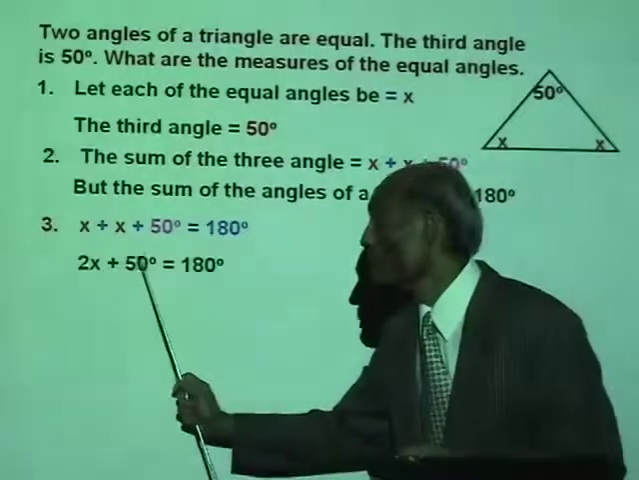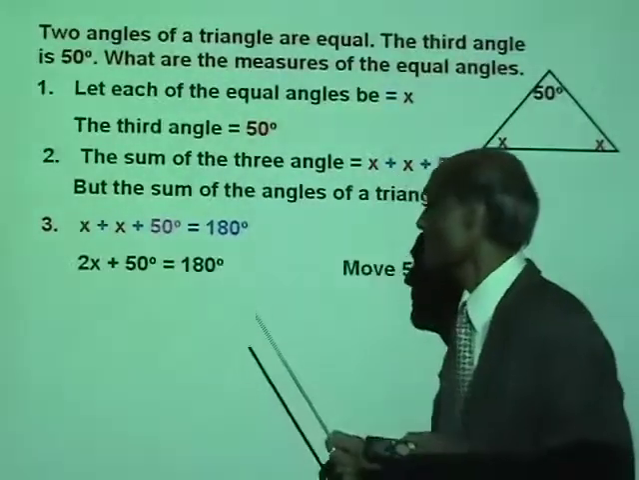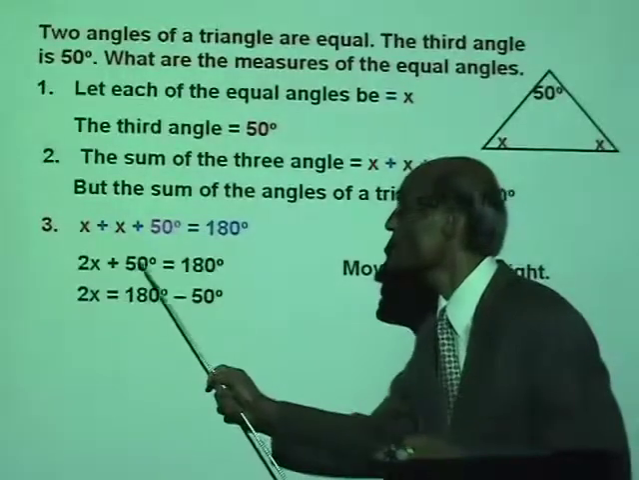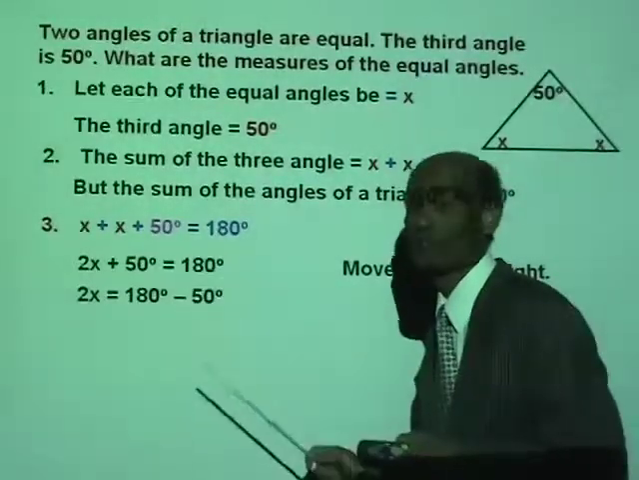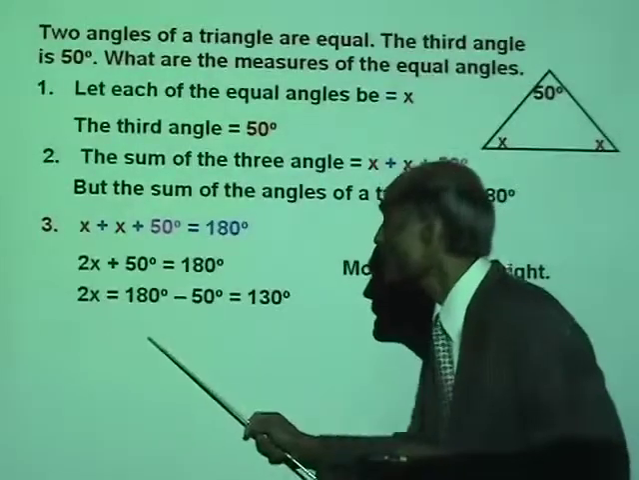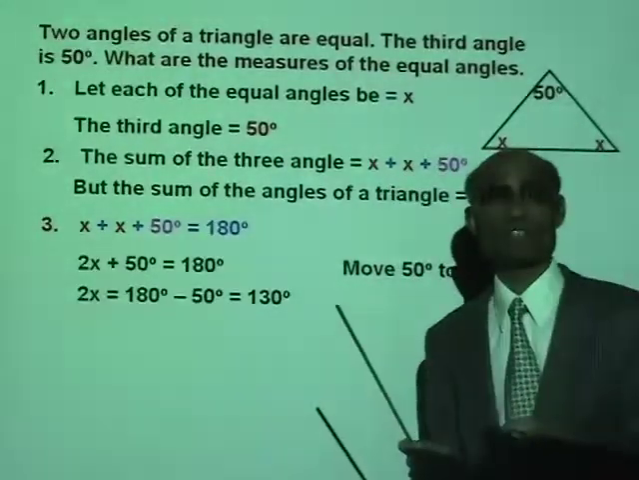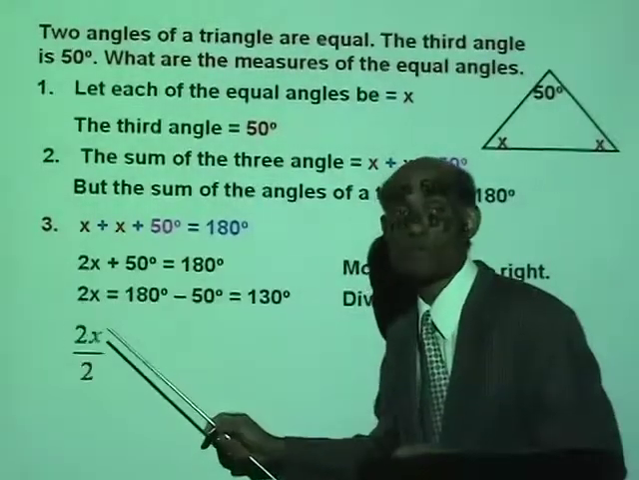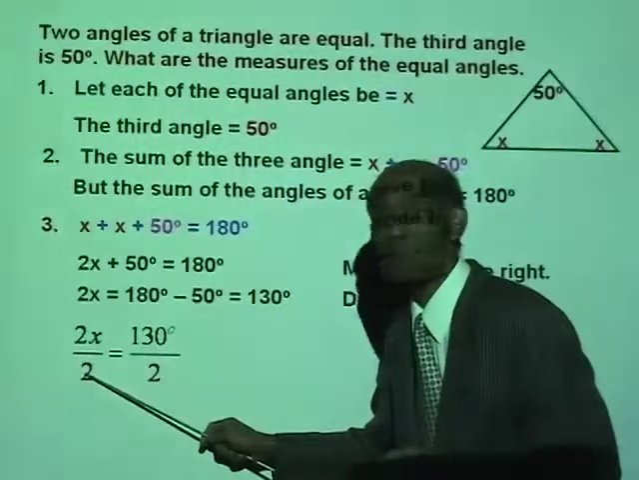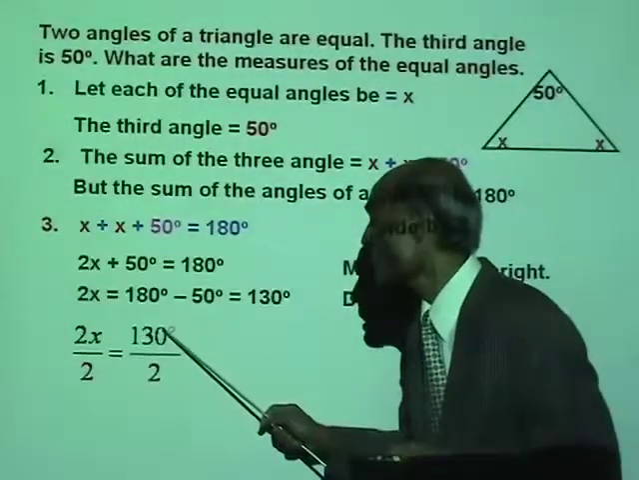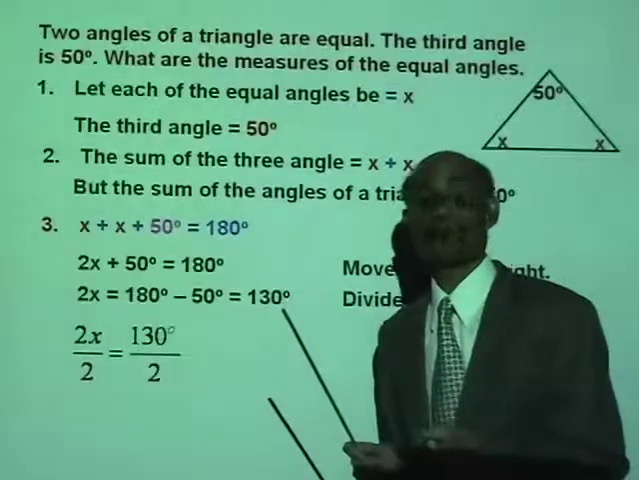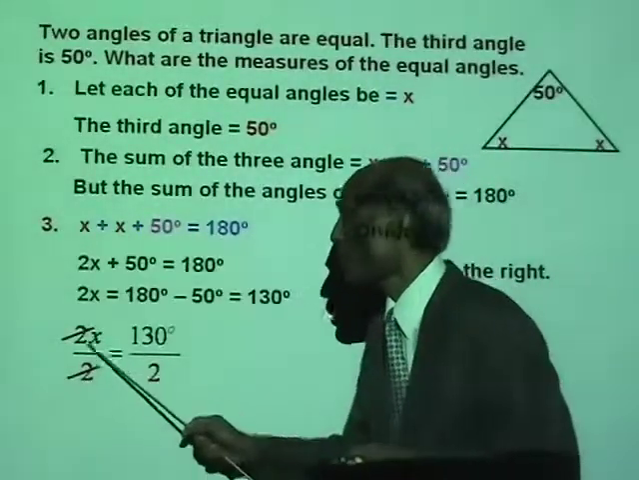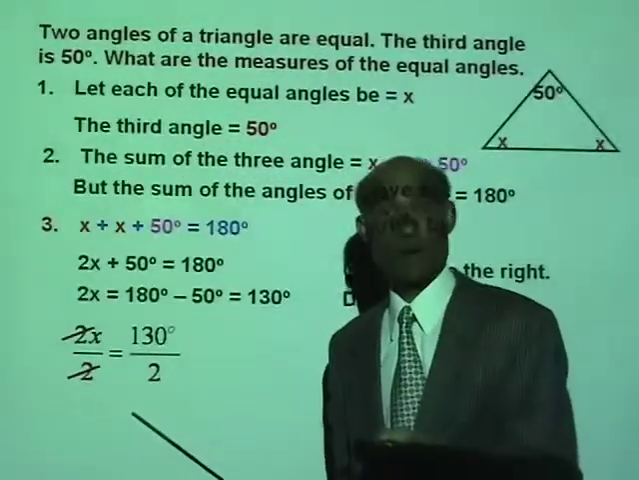What do we do? Move the 50 to the right. And that gives me 2x equal to 180 minus 50, or 2x equal to 130 degrees. Now divide both sides by 2. We get 2x divided by 2 equal to 130 degrees divided by 2. Of course, the 2 and the 2 cancel. On the left we have x alone.